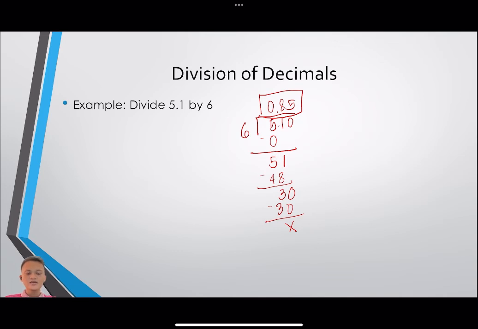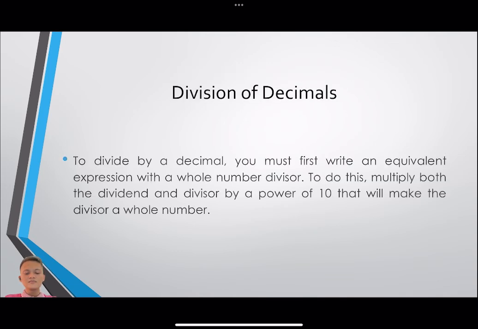Okay, next. To divide by a decimal, you must first write an equivalent expression with a whole number divisor. So, kailangan yung ating divisor ay whole number. Para maging whole number, we have to multiply both the dividend and divisor by a power of 10 that will make the divisor a whole number. So, kailangan yung ating divisor ay maging whole number para ma-divide natin siya.